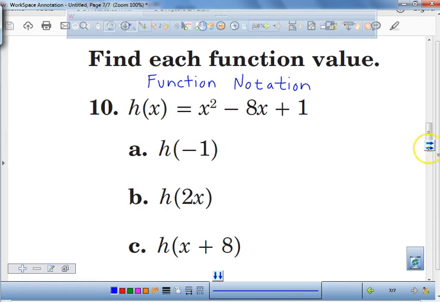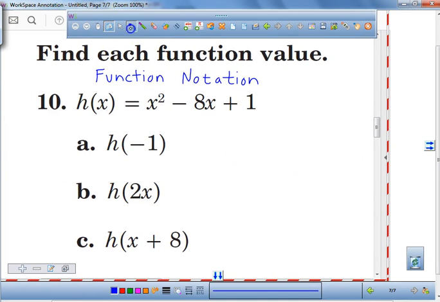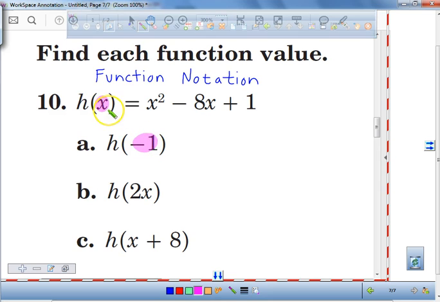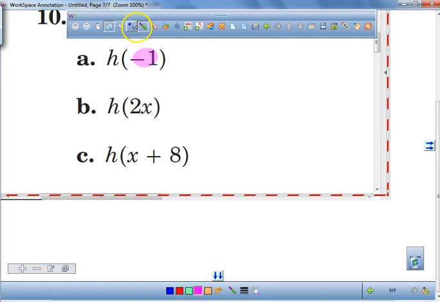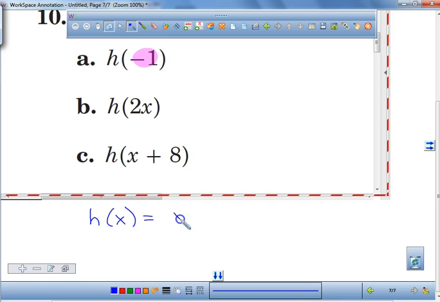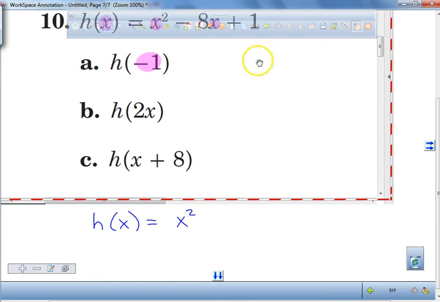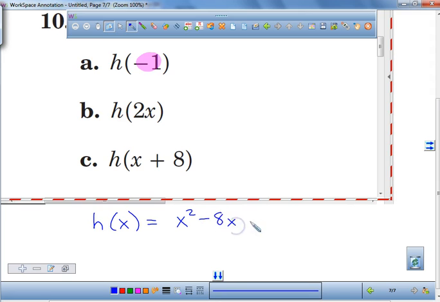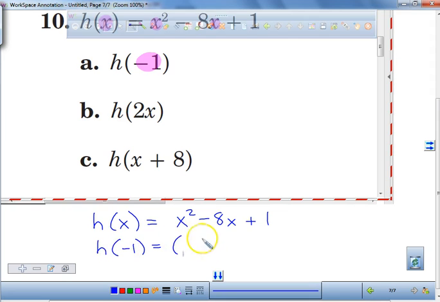So, here's what I would like you to do. We are going to evaluate in your journal each one of these, okay? So we're going to start with h of negative 1. What I need you guys to understand in function notation is that whatever number you see right here, you need to plug in wherever you see an x. So we're going to start with letter A. Go down here, and it's h of x equals x squared minus 8x plus 1. All right? So if I say, what is h of negative 1, what number must I plug in for the value of x? Negative 1. That's right. So let's plug it in. Negative 1.